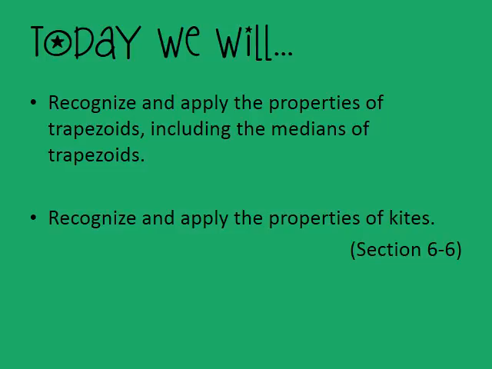All right, here we are at the final section of Chapter 6 on quadrilaterals. Today we're talking about our last couple of quadrilaterals, the trapezoid and the kite. So we'll look at properties of each of those and then use those properties to solve for missing parts in each of those quadrilaterals.